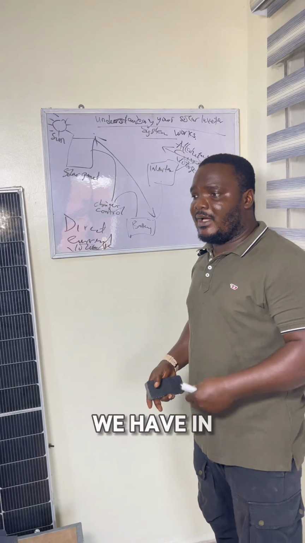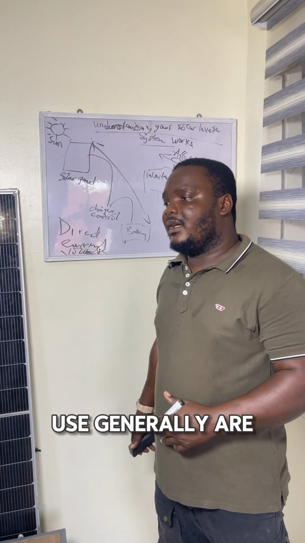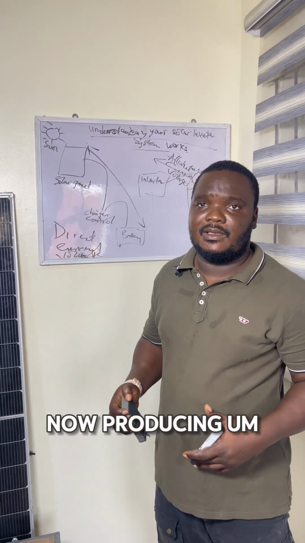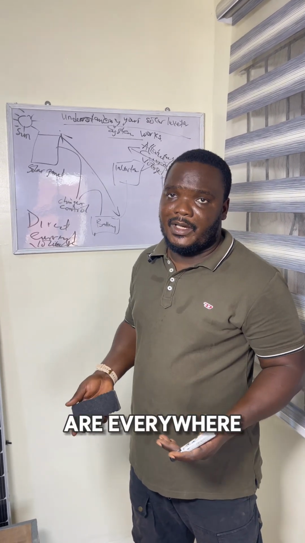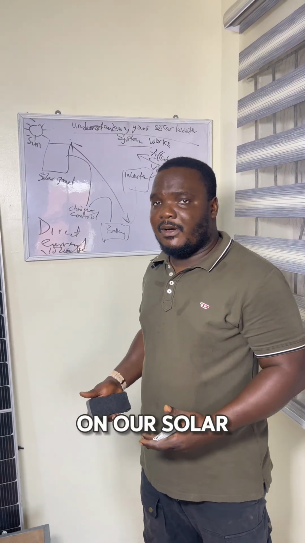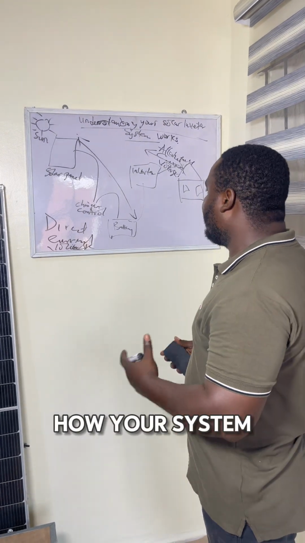Because basically, the appliances we use in the house are generally AC appliances. These days they are now producing DC appliances, which are everywhere, so that we can save a lot of energy on our solar inverter system. But this is just to educate you on how your system works.